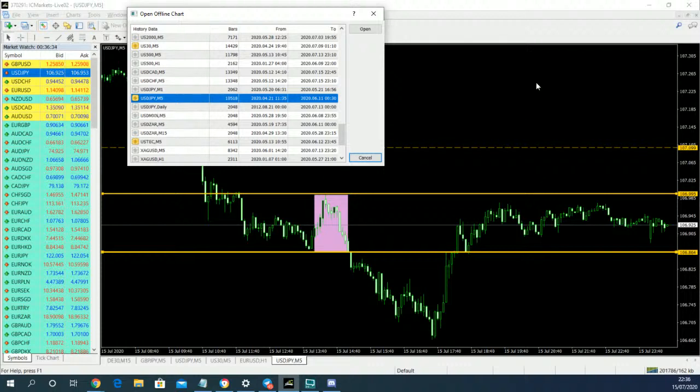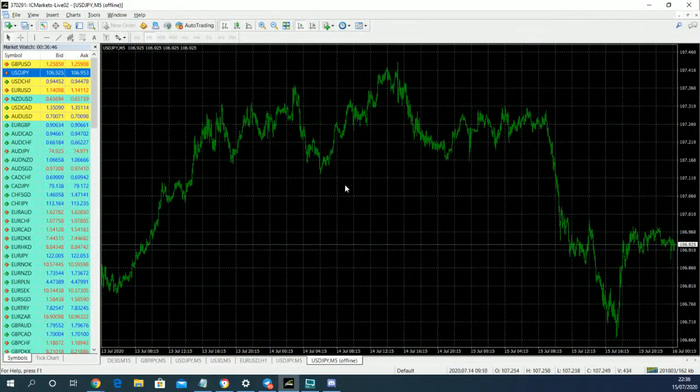Then if it's working, it will create that USD JPY M2. Then you say open it. So you open the offline chart. So say for example, I want to open this one as offline. So if I open it, this is offline. What's the difference between offline and online?